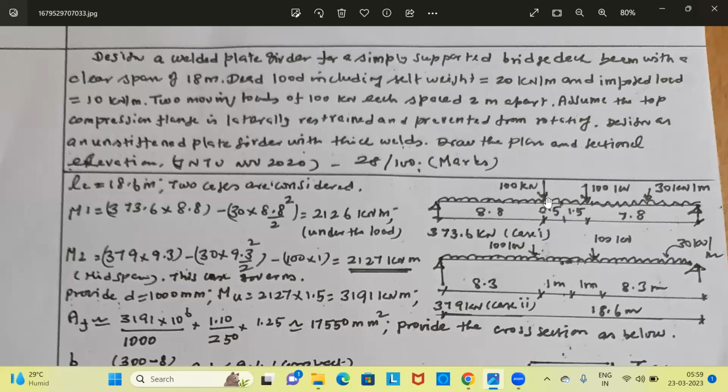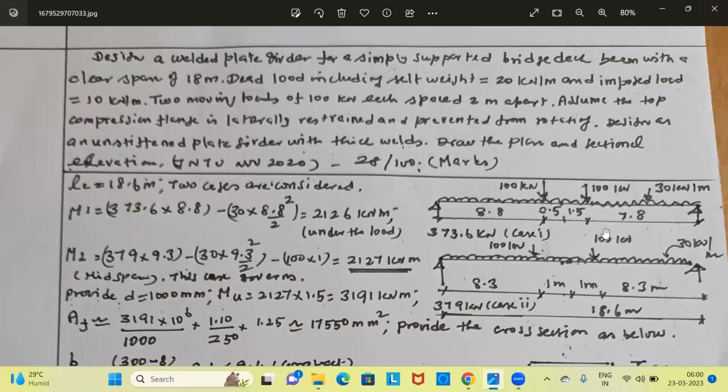But we also know that maximum bending moment due to uniformly distributed load will occur at midspan. So for getting the maximum bending moment at midspan, we have to place the loads differently. The distance between the two loads is 2 meter. These two loads should be placed equidistant from the midspan. So from the midspan, both the loads are placed at a distance of 1 meter. Half the span is 9.3 meter. 1 meter is distance of the point load from midspan. Therefore, this is 8.3 meter. This is 1 meter, 1 meter.